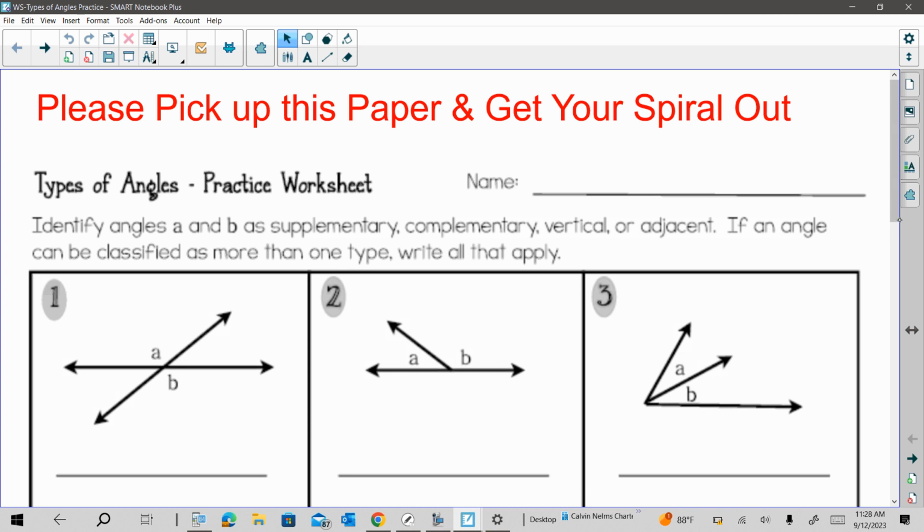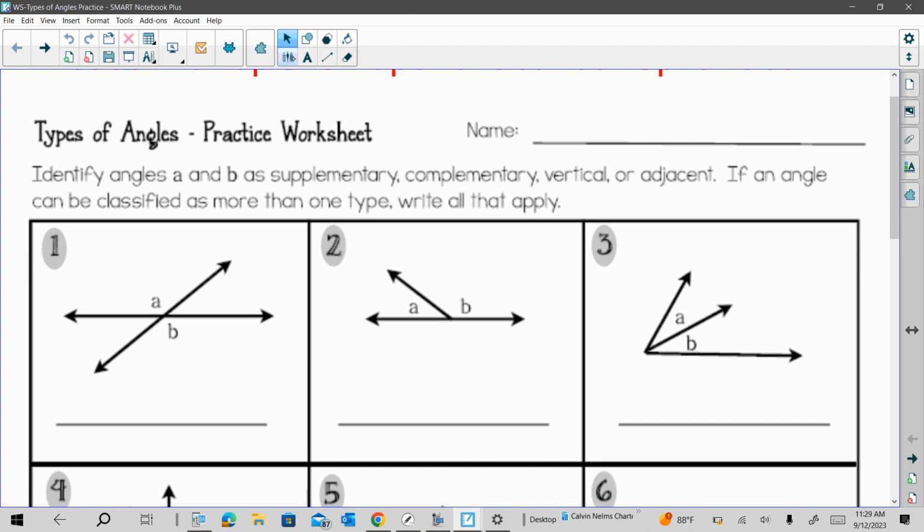On these first 6 problems, they want you to identify the key information. So identify angles A and B. We're looking at A and B as supplementary, complementary, vertical, or adjacent. Today's assignment and check is making sure you know how to recognize those types of angles and then find angle measures.